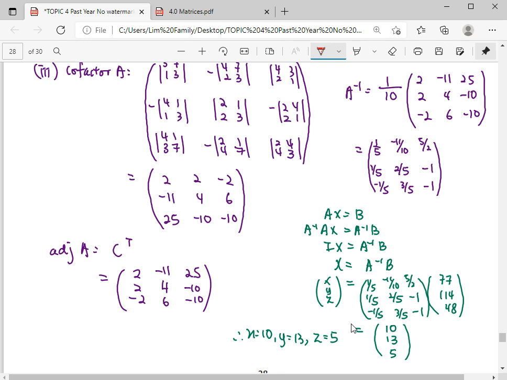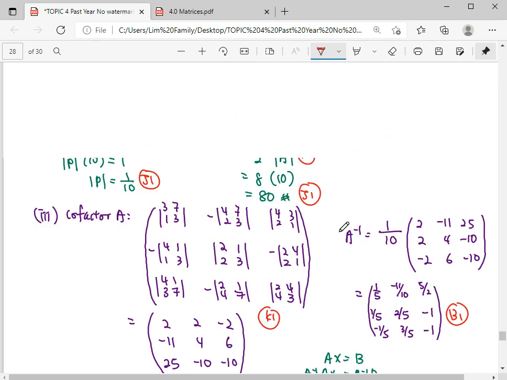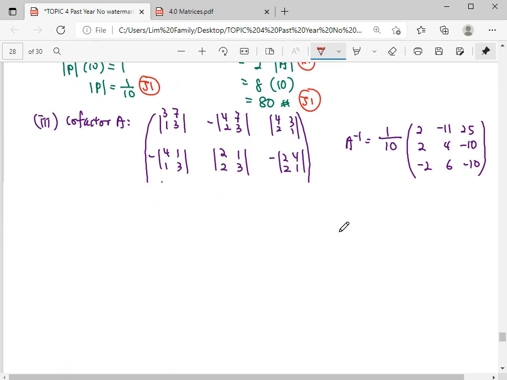For our cofactor here we get 1 mark. Then only do we get to the transpose. We do the transpose, and for the answer, the adjoint. Then this is our inverse, and finding our matrix values X, Y, Z. So the total is 6. Yes, the total is 6.